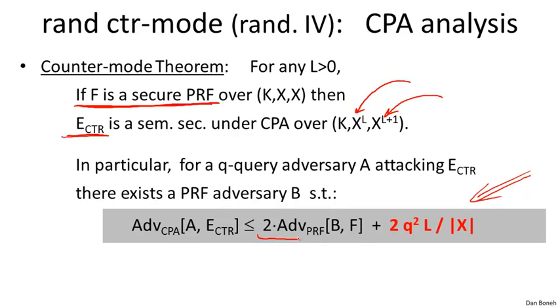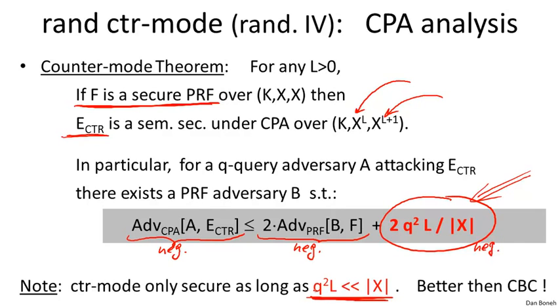As usual, we argue that this term is negligible because the PRF is secure, and we would like to deduce from that that this term is negligible so that E CTR is secure. Unfortunately, we have this error term here, and so we have to make sure this error term is negligible, and for that we have to make sure that Q squared L is less than the size of the block. Remember, Q is the number of messages encrypted under a particular key, and L is the maximum length of those messages. Now, interestingly, in the case of CBC, we had Q squared L squared had to be less than X, which is actually worse than we have for counter mode. In other words, counter mode can actually be used for more blocks than CBC could.